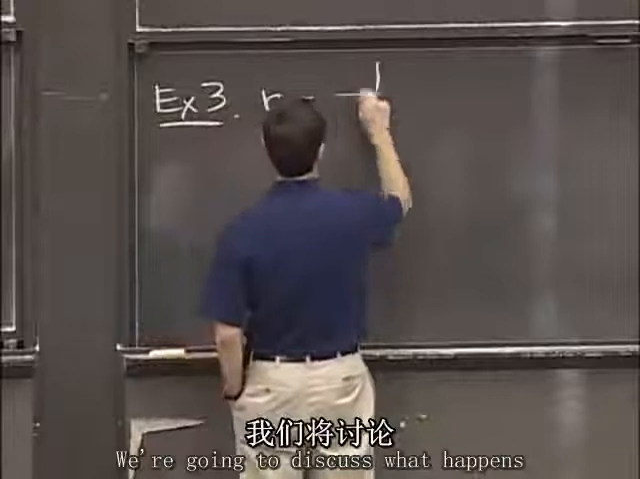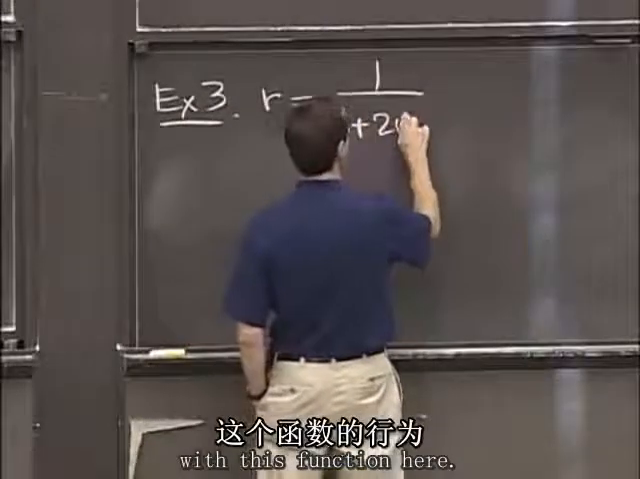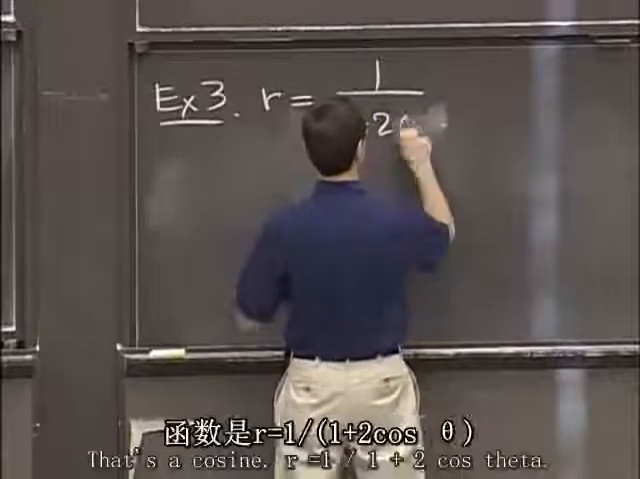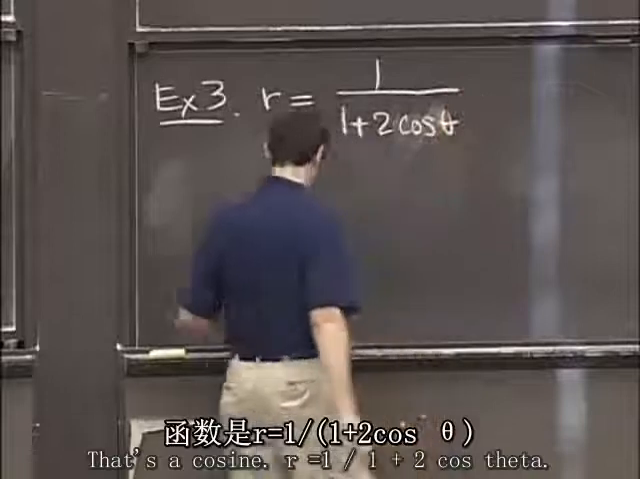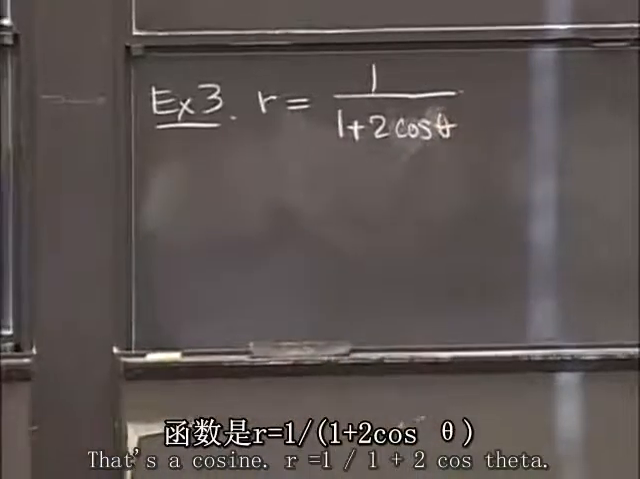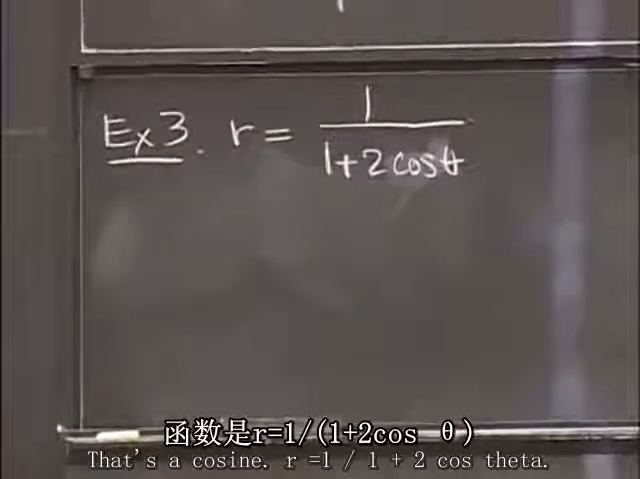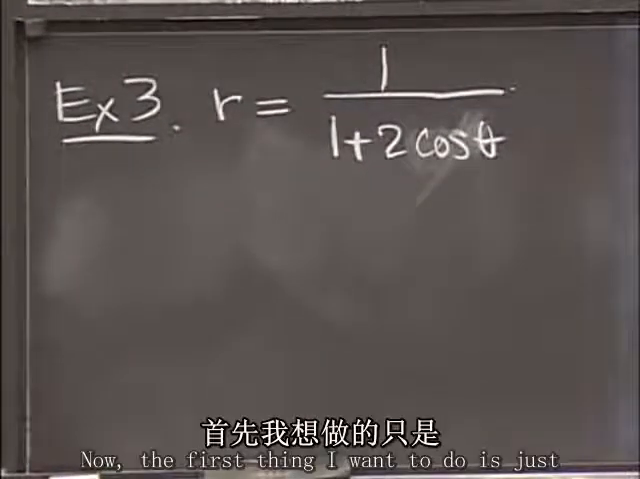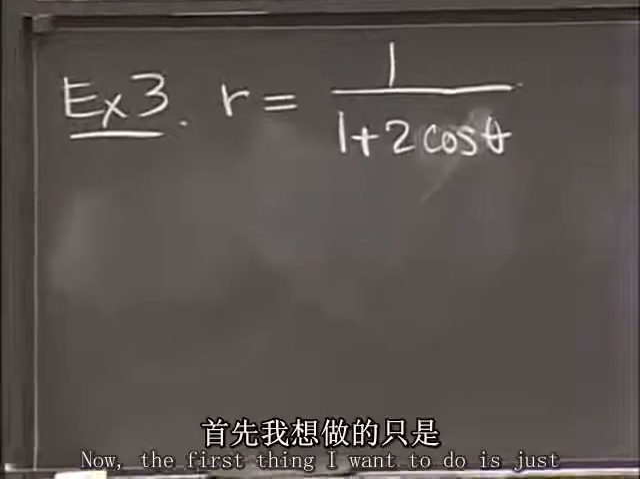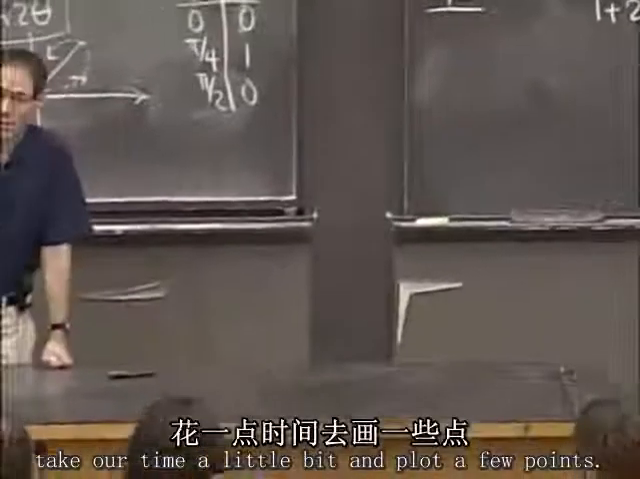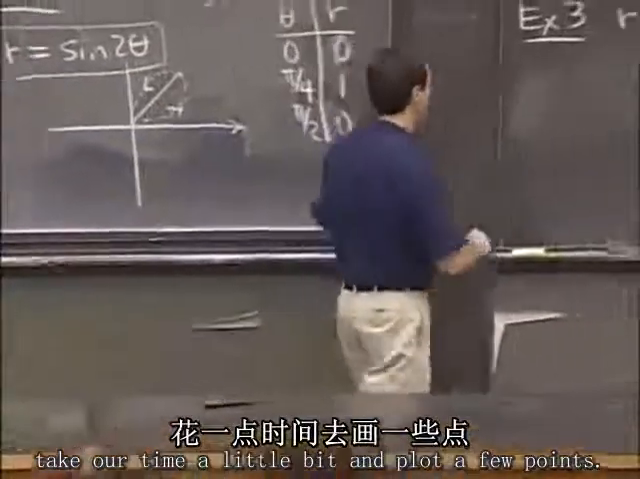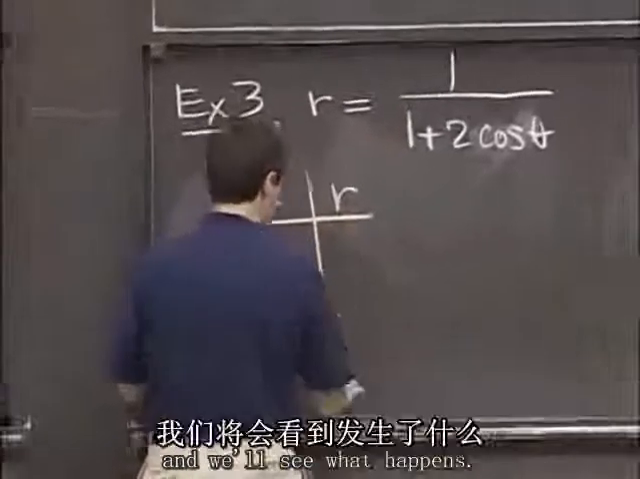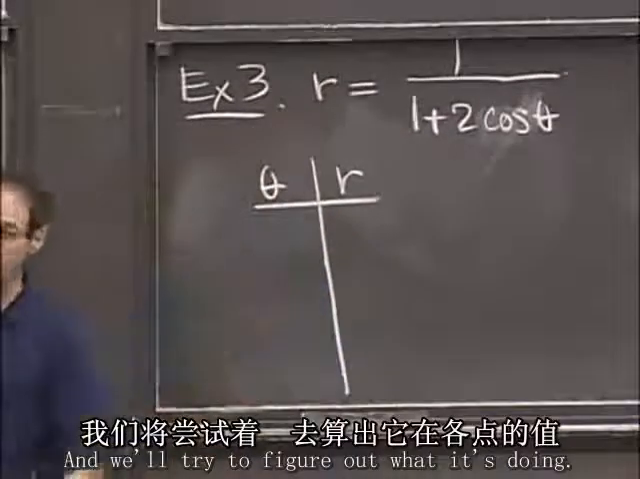We're going to discuss what happens with this function here. Sorry, that's not legible, is it? That's a cosine. r is equal to 1/(1 + 2 cos θ). Now, the first thing I want to do is just take our time a little bit and plot a few points. So here's the values of θ, and here are the values of r, and we'll see what happens, and we'll try to figure out what it's doing.